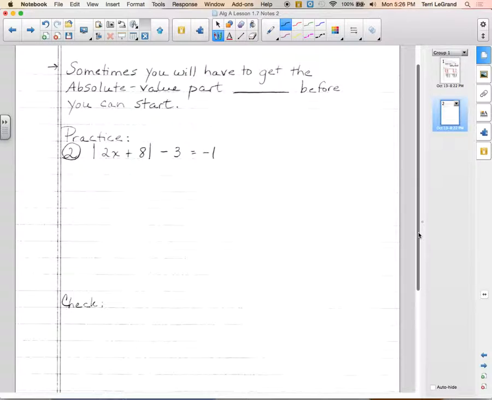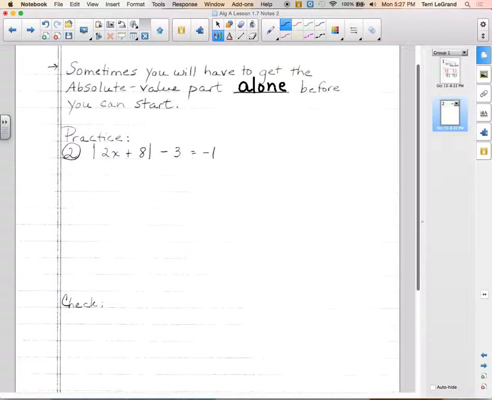So at the top here, I say sometimes you will have to get the absolute value part alone before you can start. So sometimes you have to make a first move that will get that absolute value expression by itself, and then we can set up our two equations.